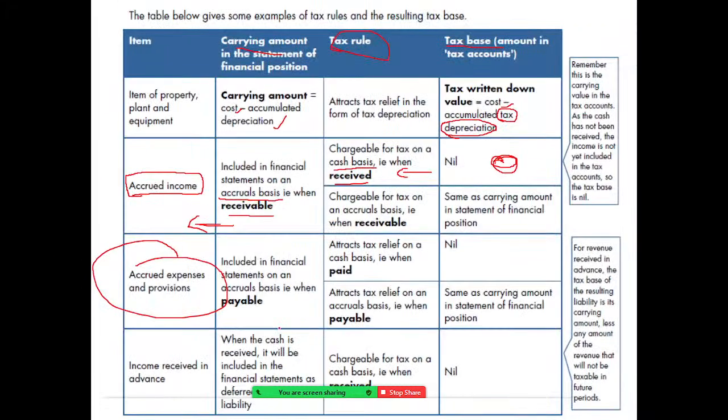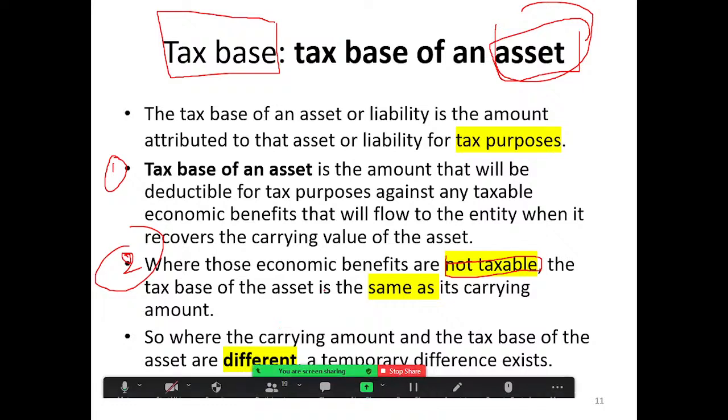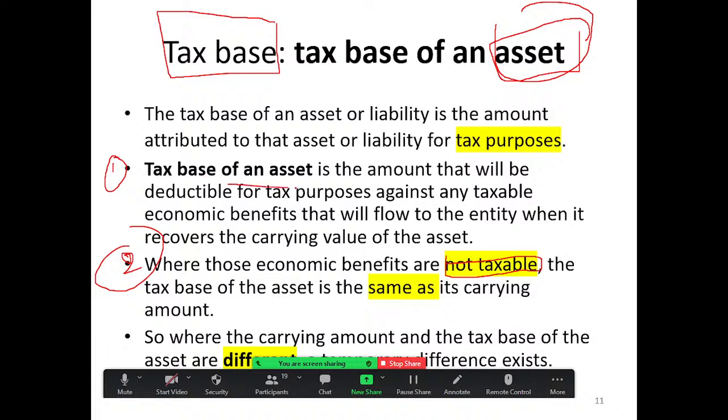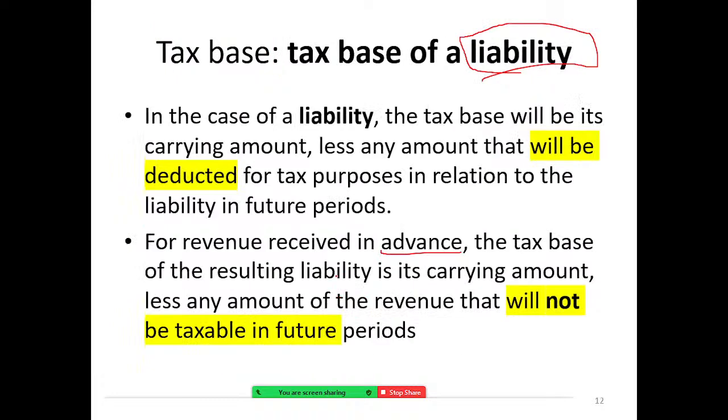So this is the summary of these two slides here. Here it talks about assets, PPE. This asset talks about the economic expenses, right? And this is about the liabilities, accrued expenses, and this is about revenue received in advance.